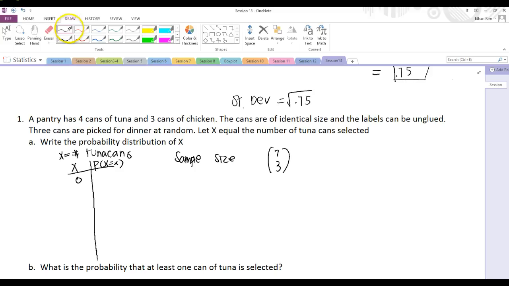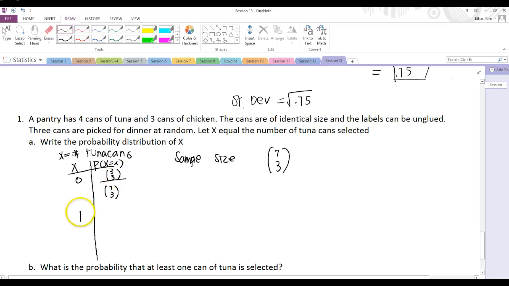Since we have 0 cans of tuna, that means all of them are chicken. So it's going to be 7 choose 3. Oh, sorry, not 7 over 3. 7 choose 3. And out of these 3 cans, we have to choose 3. So that's going to be 3 choose 3, which is 1. Right? So that's the case for 0.